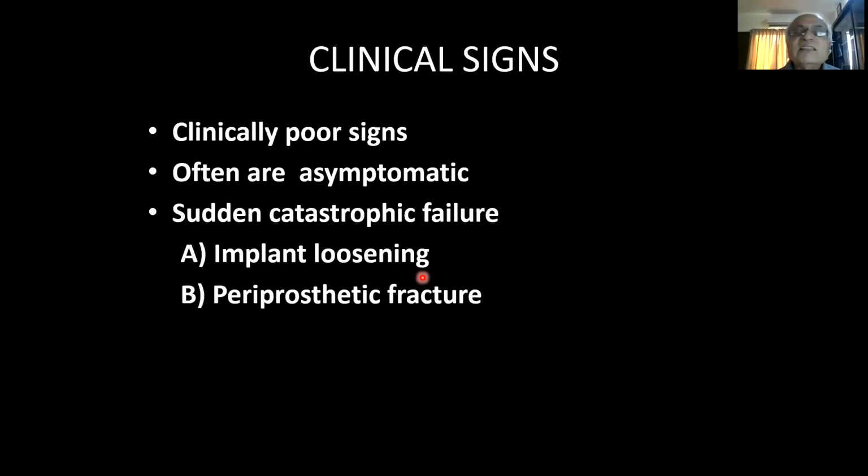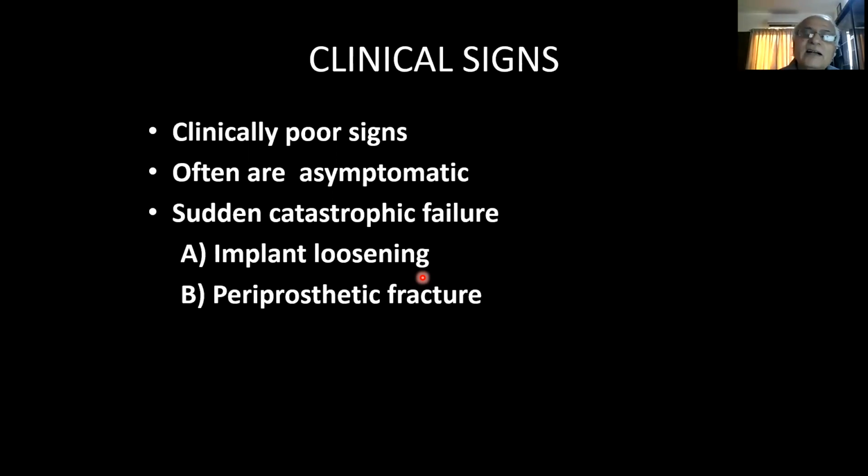Some of the patients come for regular follow-up. But 90% of patients do not come for follow-up in this country. And what happens to them, let's see. Suddenly, they will call you, sir, I just can't walk. So there is a disaster, a catastrophe has taken place. Either the implant has suddenly got loose or he has developed a periprosthetic fracture. Especially trochanter fracture is very, very common.